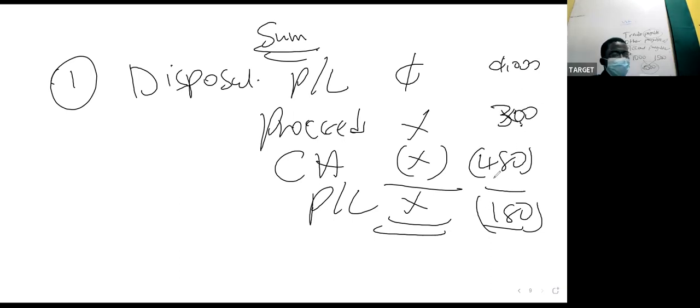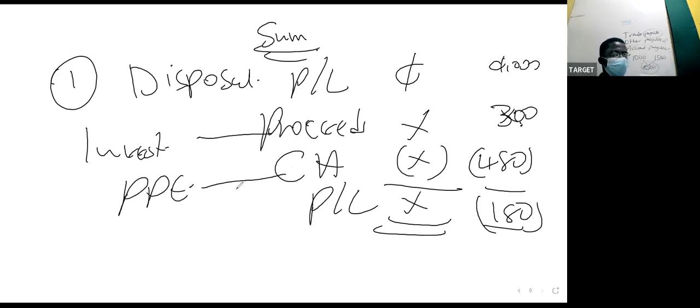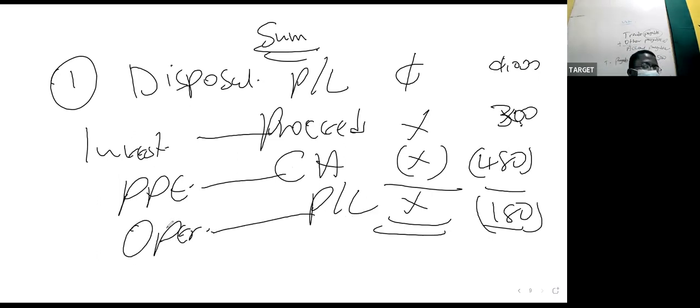And all these 3 have a special place to be recorded in cash flow. They are very important. The proceeds here, the 300, goes to investing activity because money is coming in as inflow. The current amount, we need to calculate from the PPE schedule, acquisition of PPE. The profit goes to operating activity for reversal.